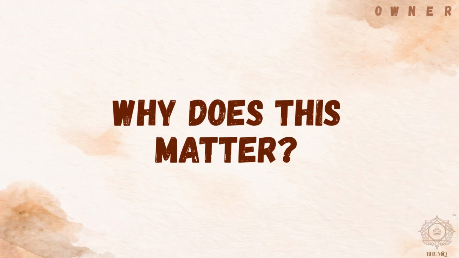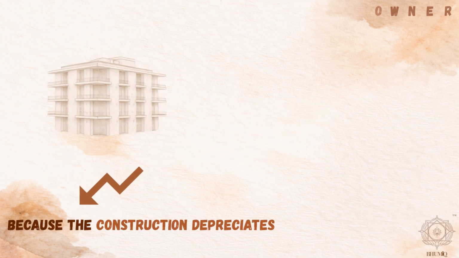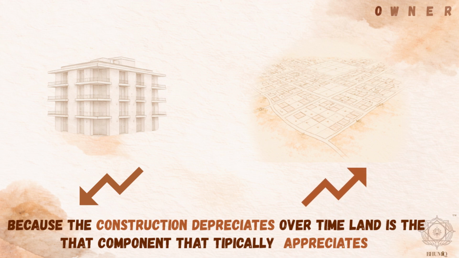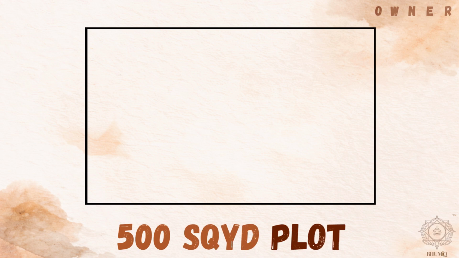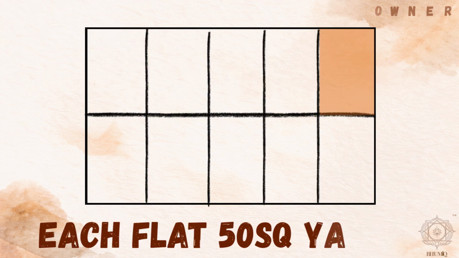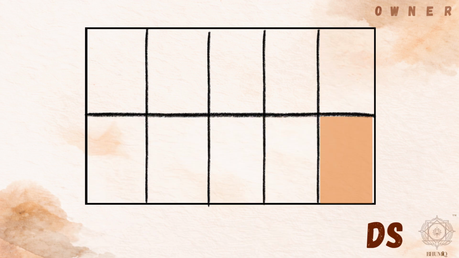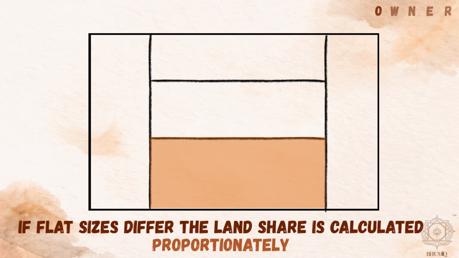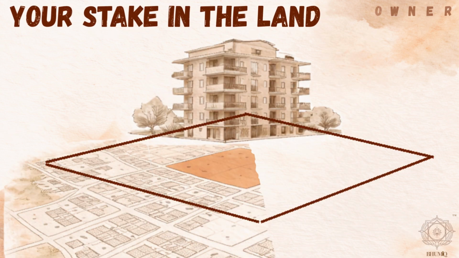Why does this matter? Because construction depreciates over time. Land is the component that typically appreciates. Let's simplify this. Imagine a 500 square yard plot with 10 equal flats built on it. Each flat would carry roughly 50 square yards of land share. If flat sizes differ, the land share is calculated proportionately. So in simple terms, ownership is your stake in the land beneath the structure.